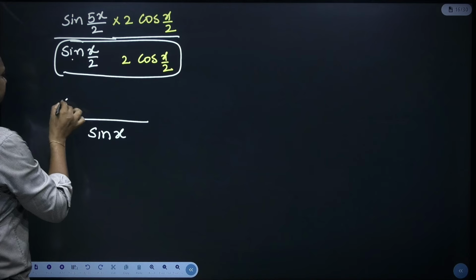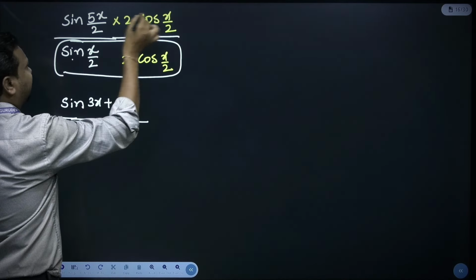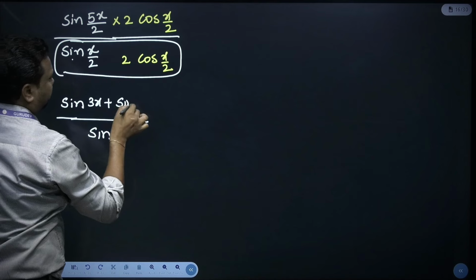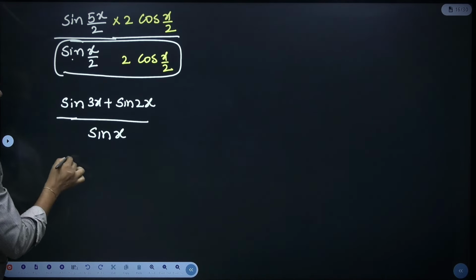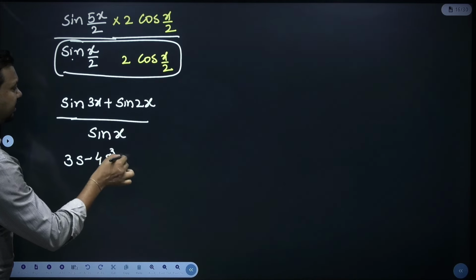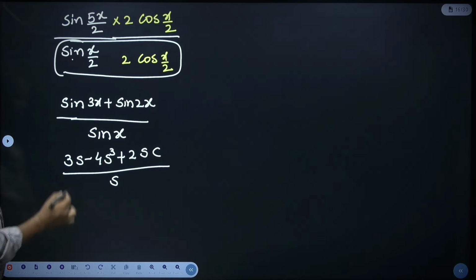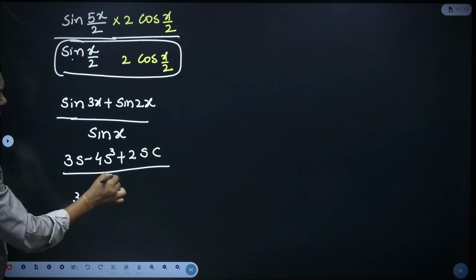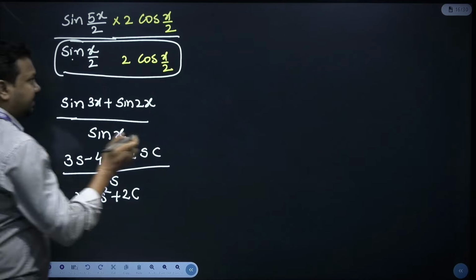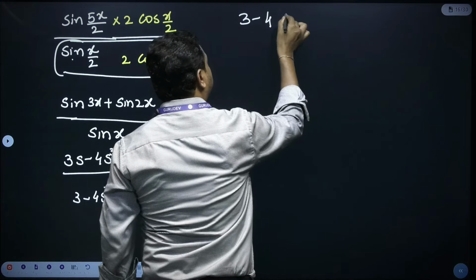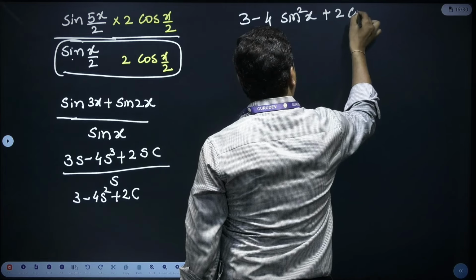It will become sin of 5x plus x is 6x, 6x divided by 2 is 3x, plus 5x minus x is 4x, 4x divided by 2 is 2x. So it will be converted to sin 3x plus sin 2x divided by sin x. And you know what is sin 3 theta? 3 sin theta minus 4 sin cube theta, plus sin 2 theta, which is 2 sin theta into cos theta, divided by sin theta. We can cancel sin now. Sin cube divided by sin is sin square, and 2 sin cancels with sin. Therefore, what is left is 3 minus 4 sin square x plus 2 cos x only.